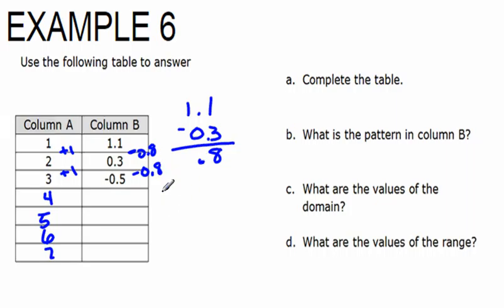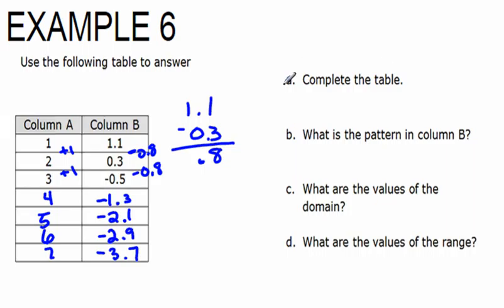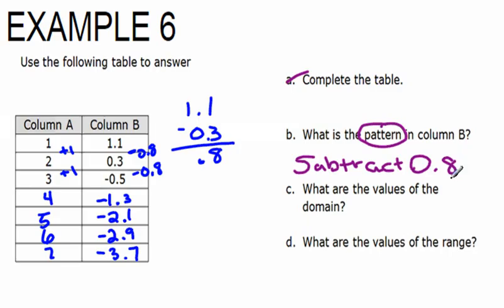So if we continue in that pattern, I'm going to end up with a negative 1.3, a negative, let's see, 2.1, negative 2.9, and negative 3 point, I think that would be 7. So that takes care of question A to complete the table, but it also takes care of column B, which is asking for the pattern. And in order to complete the table, we had to find that pattern. And that pattern was to subtract 0.8.